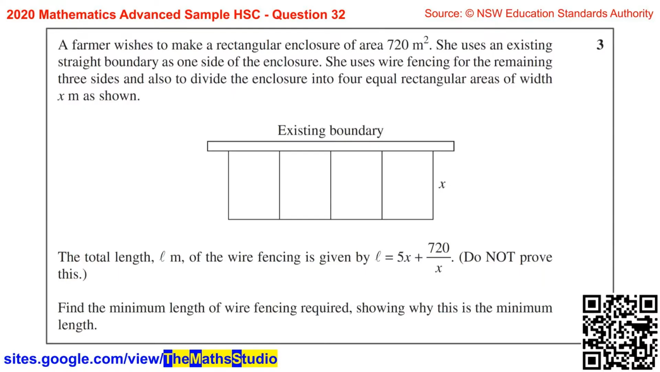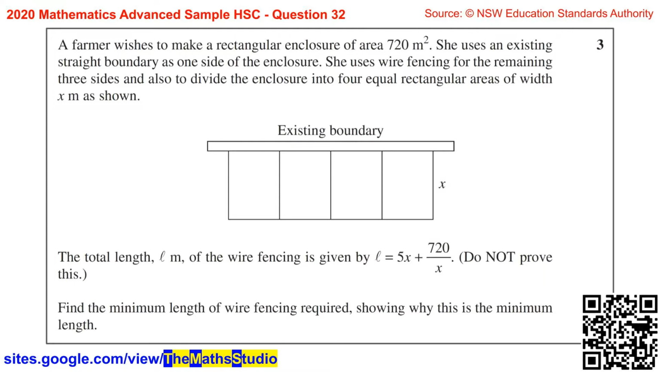Question 32. A farmer wishes to make a rectangular enclosure of area 720 square meters. She uses an existing straight boundary as one side of the enclosure. She uses wire fencing for the remaining 3 sides and also to divide the enclosure into 4 equal rectangular areas of width x meters as shown.